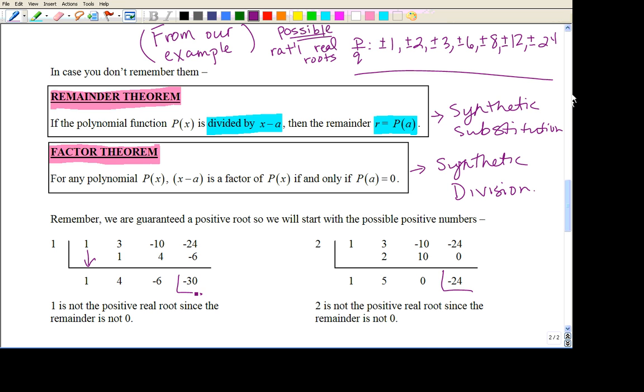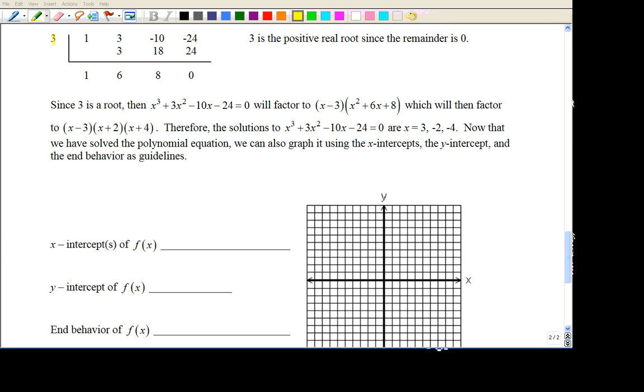So with 1, we end up with negative 30, so that's not the positive real root. With 2, we end up with negative 24. That's not our positive real root. But when we get to 3 and we plug in 3, we'll end up with that 0, the remainder of 0. So since we got a remainder of 0, 3 is the positive real root. That's great news because knowing that 3 is a root, we can factor that out and write it as this.